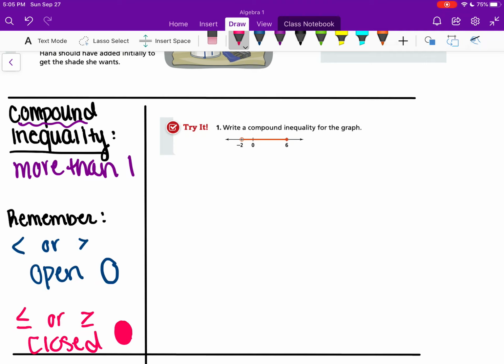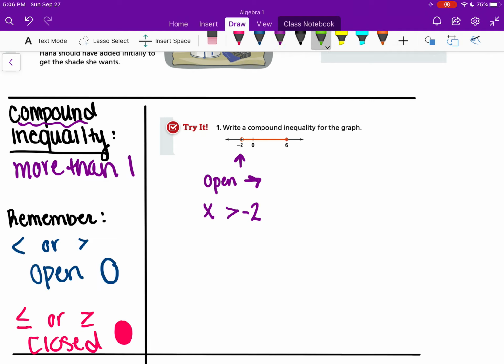So we're going to look at the shading to determine what is being said at each number. At the -2, we have an open circle that is shaded to the right. If we were to write a statement for that, we would say x, and since we are shaded to the right, the numbers get bigger. So we would say greater than, and we chose greater than because of that open circle, -2. And that's how we would write an inequality for this shading.